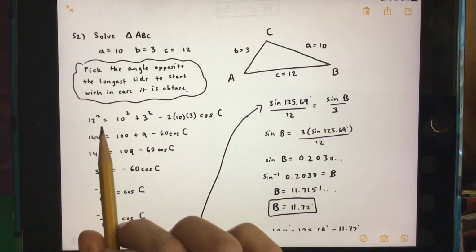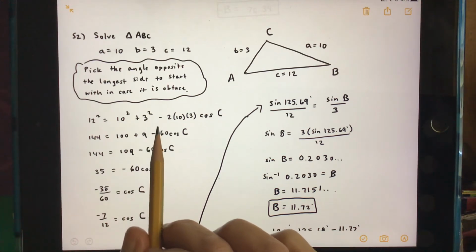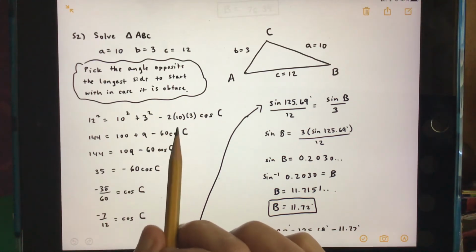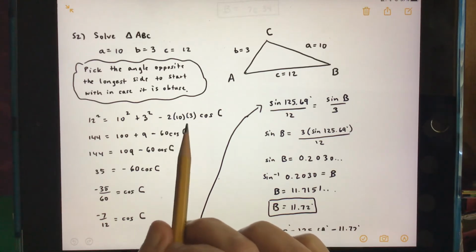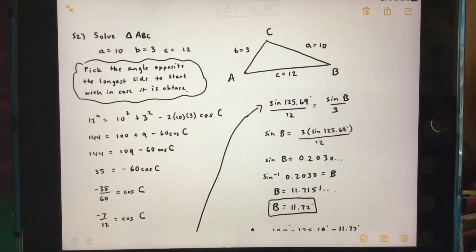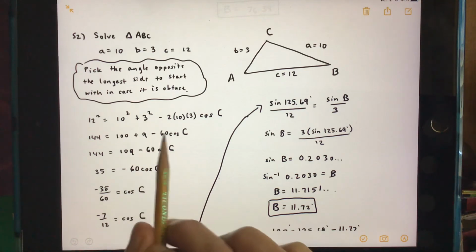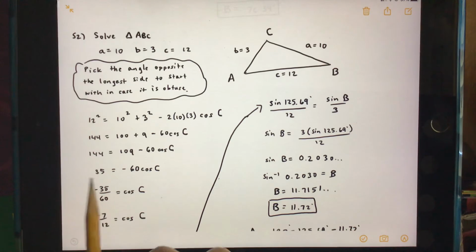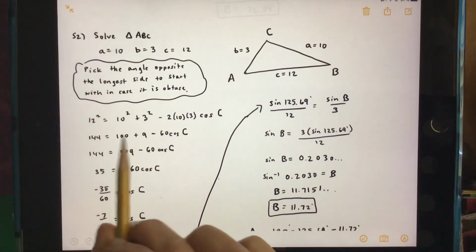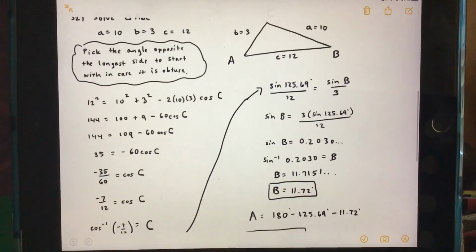So c squared, 12 squared, equals a squared, 10 squared, plus b squared, 3 squared, minus 2 times a times b. So that's 10 for a, 3 for b, times the cosine of c. So we're going to find out that angle measurement for c. Let's simplify. 12 squared is 144, 10 squared is 100, 3 squared is 9, 2 times 10 times 3 is 60. All right, and then simplifying further, 144 equals 100 plus 9 is 109. We'll just bring that minus 60 cosine c down.